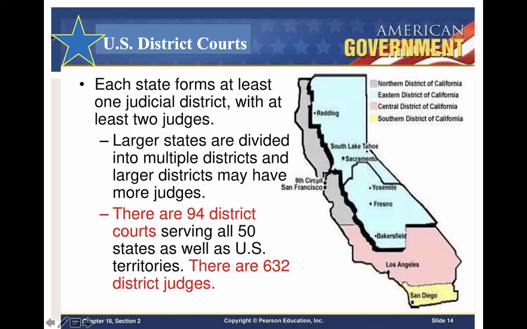And then we have 94 U.S. District Courts. This is a look at how each state forms at least one judicial district with at least 2 judges. Larger states are divided into multiple districts, and larger districts may have more judges. There are 94 district courts serving all 50 states as well as U.S. territories, and there are 632 district judges.